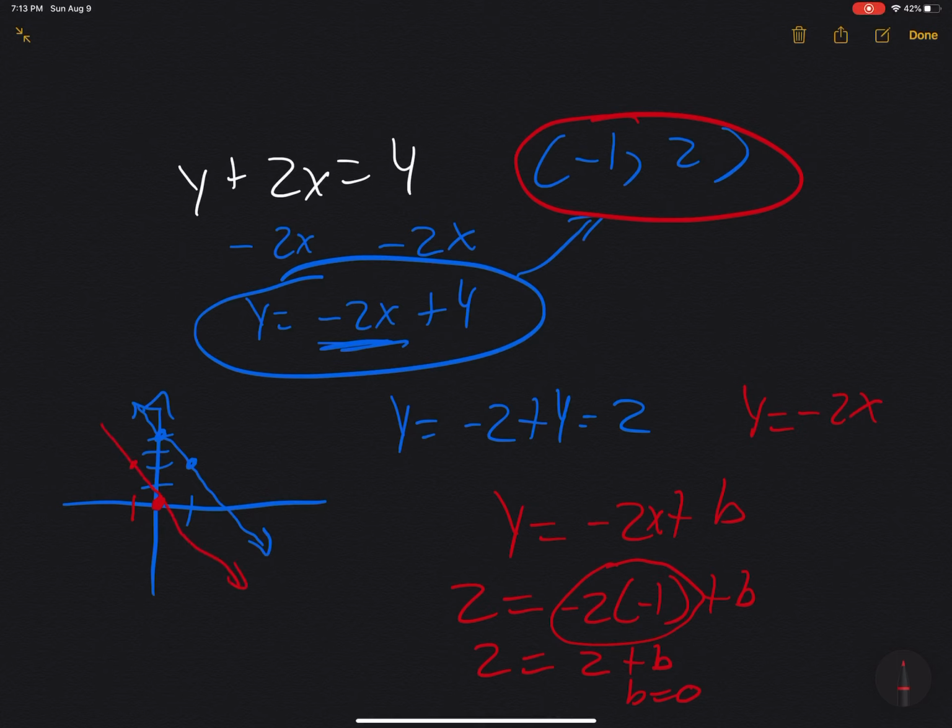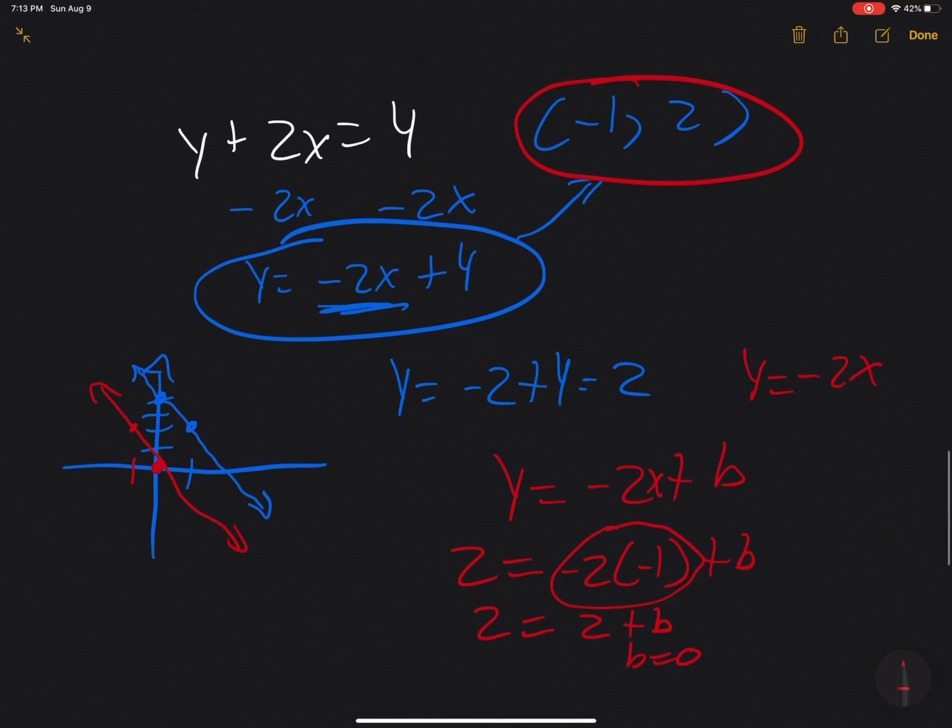And then we can see that my lines are parallel to each other. And that is how you find the equation of a line that is parallel to a given line if you also have a given point.